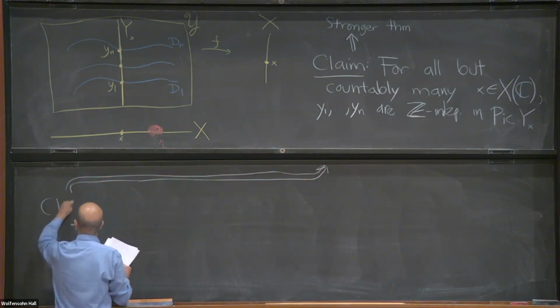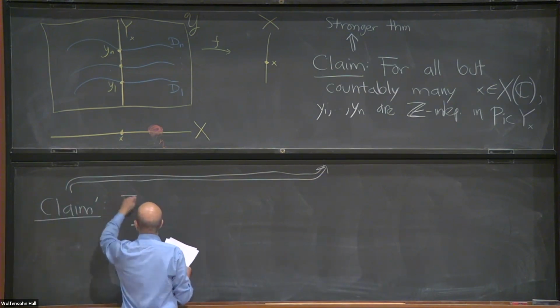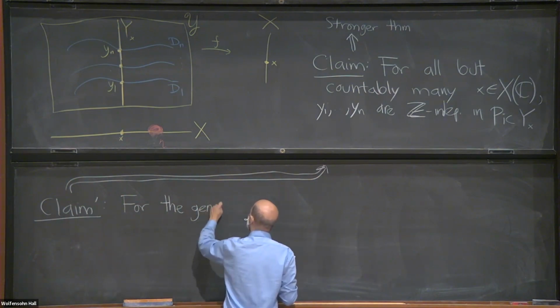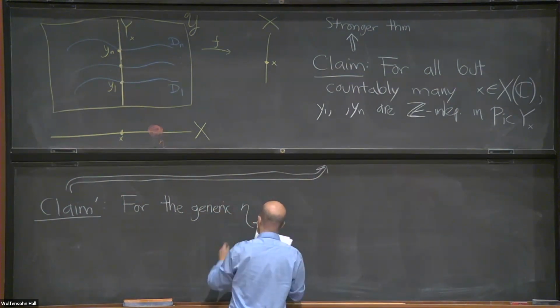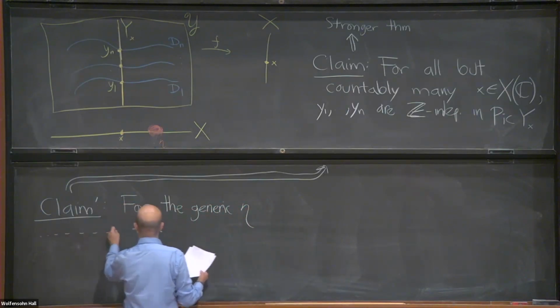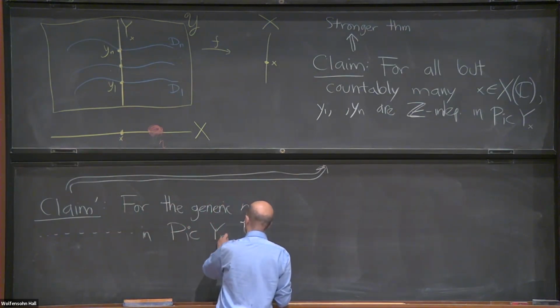So let's call it claim prime. As I said, you just have to check this for the generic point, eta, then the same thing. The preimages are independent in the Picard group of that generic fiber.